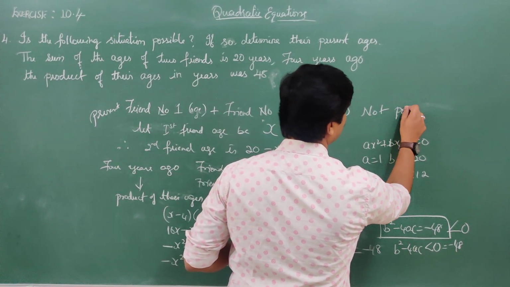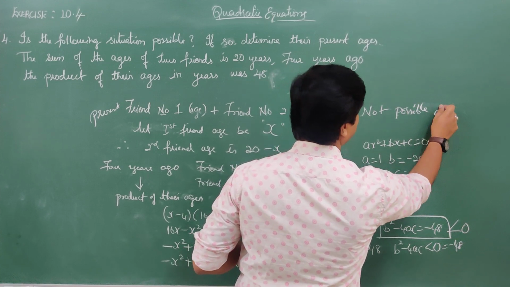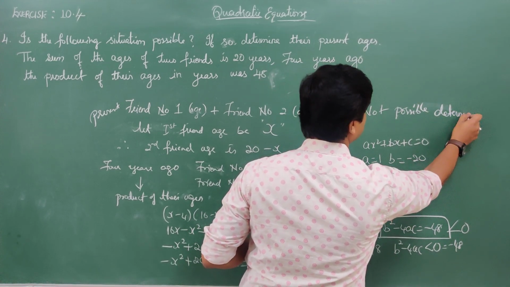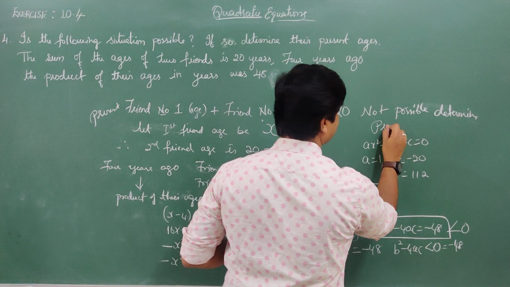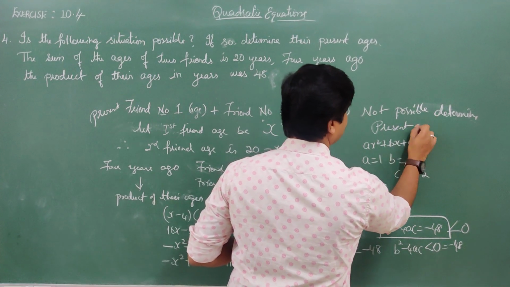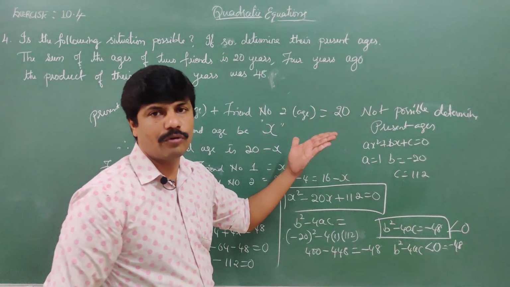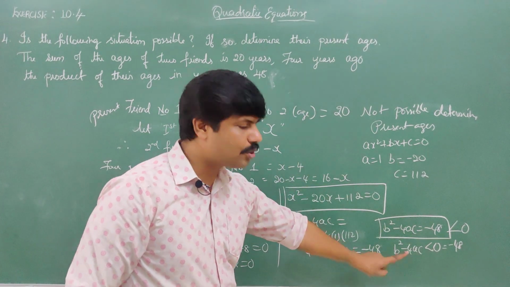Not possible to determine present age. Present ages of two friends. Understand why? You should see this.